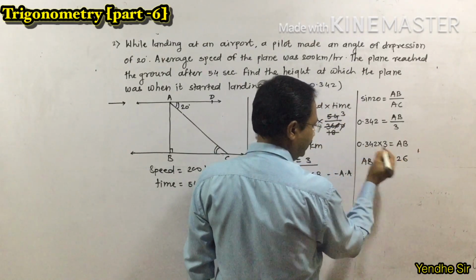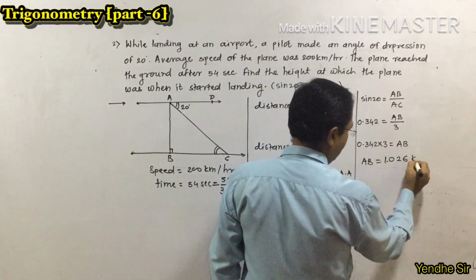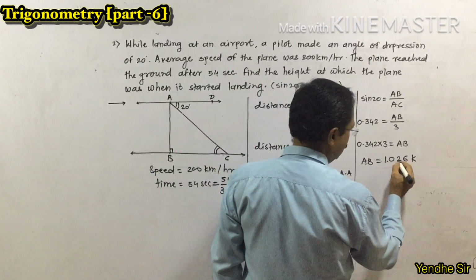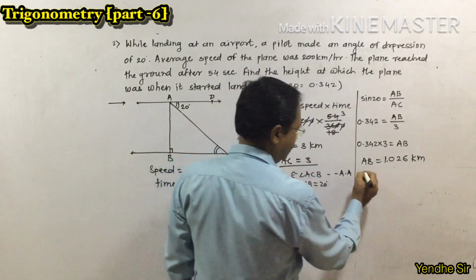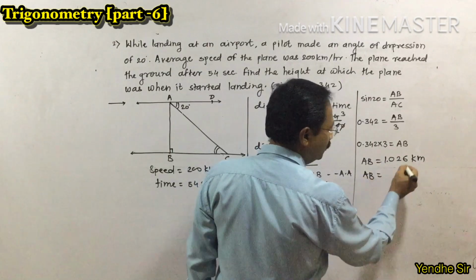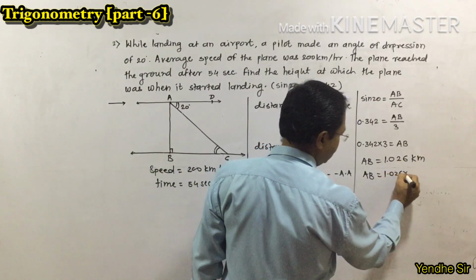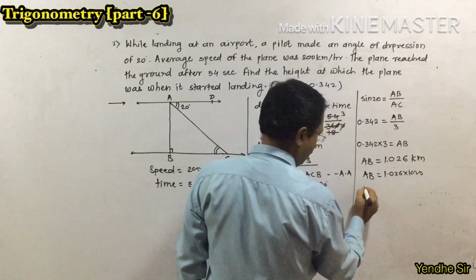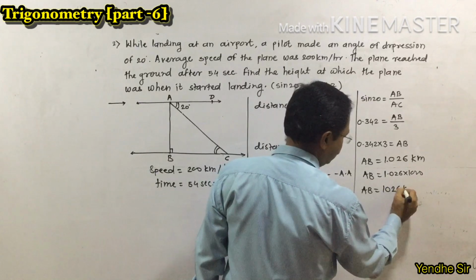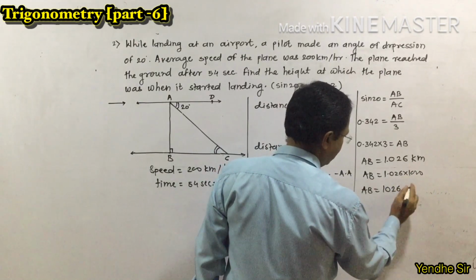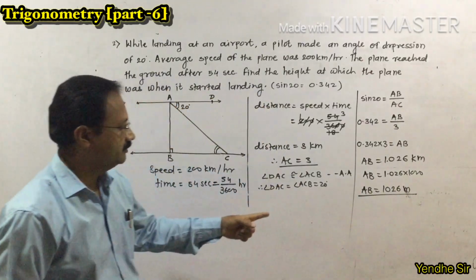And 1, 2, 3 digits. So AB, I got it: 1.026 kilometer. So we can convert that into meter also. If you want to convert this into meter, then you have to multiply by 1000. So AB equals 1026 meter. And then after that you have to write your answer in full statement.